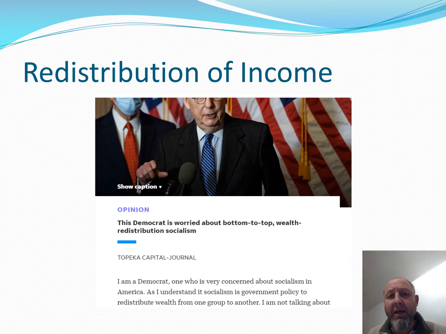And here is a little extract that I found randomly on the internet. I am a Democrat, one who is very concerned about socialism in America. As I understand it, socialism is a government policy to redistribute wealth from one group to another. Should we be taking money from the rich to give to the poor, like Robin Hood and his merry men?